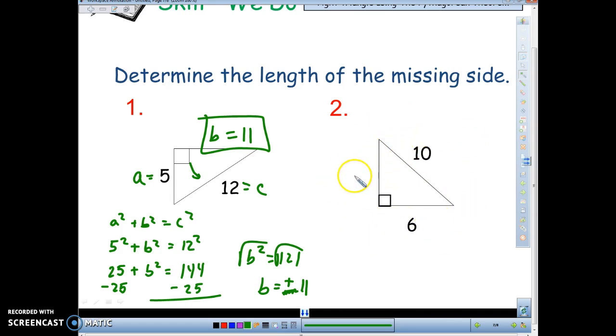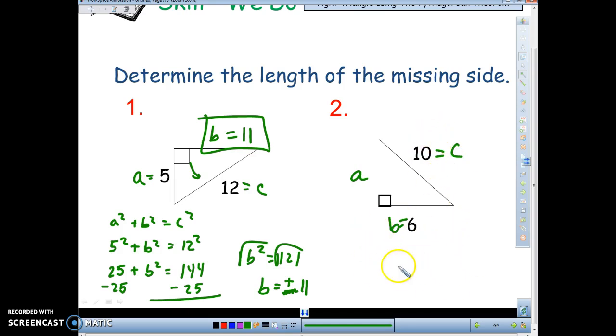Doing it again, I'm going to go ahead and label my sides. This time I'll label this side A and this side B. Mr. Schwarzberg, why did you label this side A and then the unknown side B over here, and I flipped it here? Well, the reason is that I can interchange A and B. It doesn't matter. The only side that matters is the hypotenuse, and that being C.